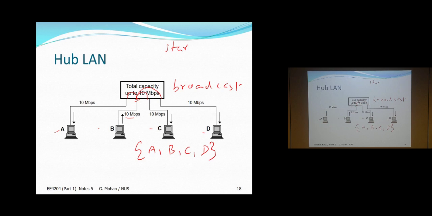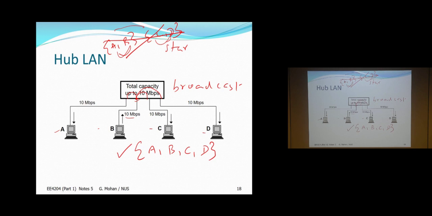If we had a setup where A and B are here, and C and D are there, then only A and B could collide among themselves, and C and D could collide among themselves, but A and B could not collide with C and D. But it's not the case here. Everyone can collide with everyone else. So this has only a single collision set or collision domain.